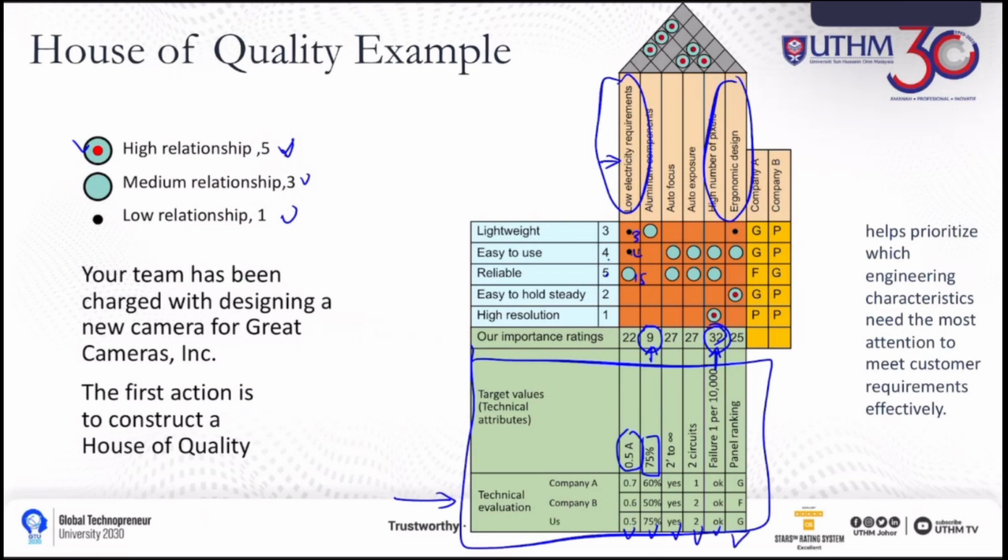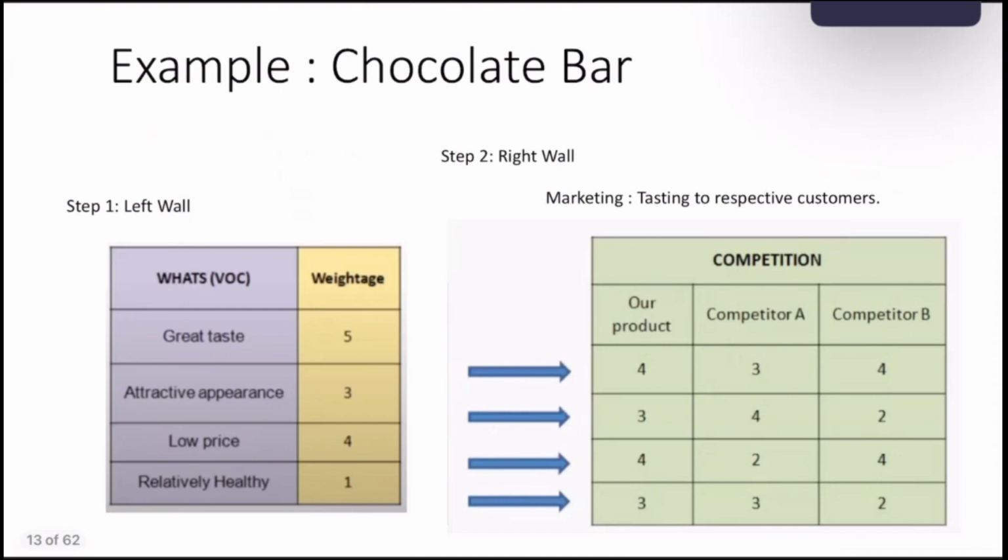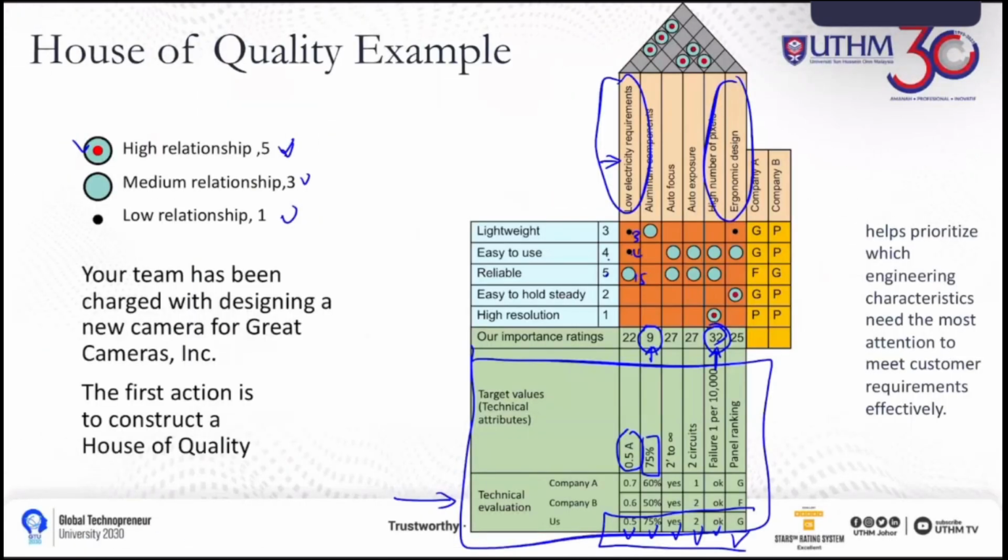Okay, when you compare with other company, so you can see that company A and B have a higher electricity requirement compared to ours. So we are the winner to that. So if you check here, we can see that if we sell our product, so the possibility the customer will buy our product is very high. Okay. So that's how the house of quality looks like. It's a process of designing your product.